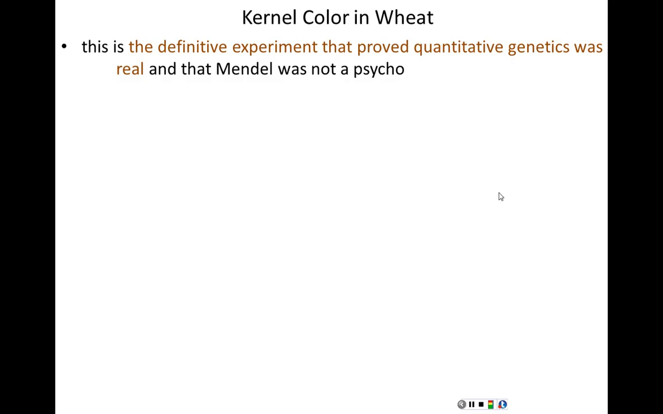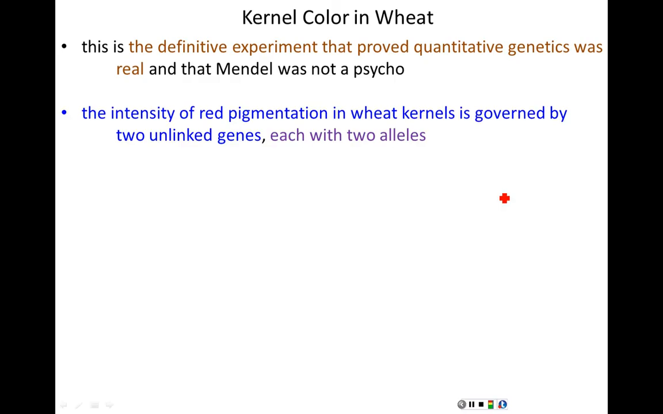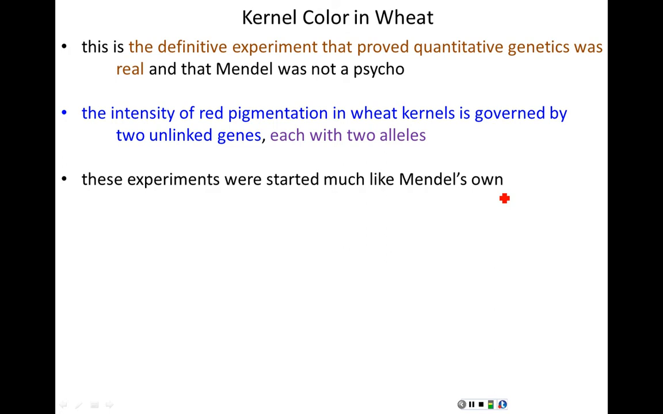So this was the definitive experiment that proved that, one, quantitative genetics was real and demonstrable, and two, that Mendel was not a nutcase, that his ideas did in fact hold true in all species on this planet. In wheat plants, the intensity of the red pigmentation in the kernels of those plants is governed by two unlinked genes, two genes on two separate chromosomes, two QTLs, each with two alleles. So very, very simple system.